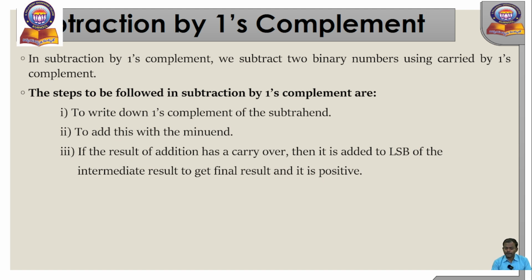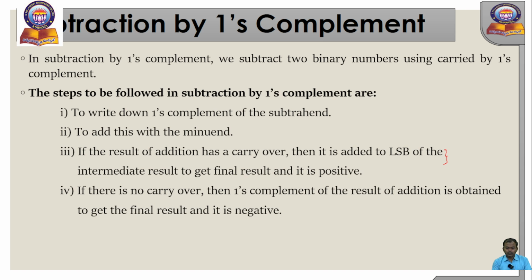So this is one point I need to remember. Then the other is, if there is no carryover, then the 1's complement of the result of the addition is obtained to get the final result, and that number is negative. So this is another point to remember.